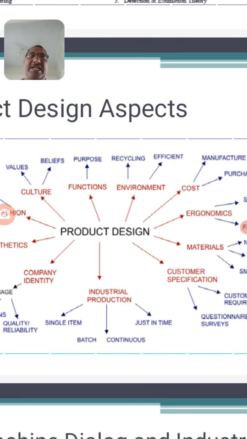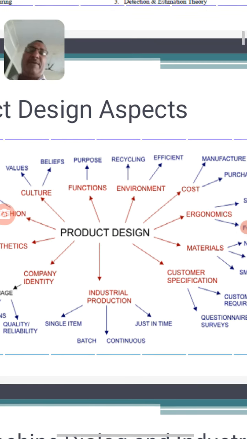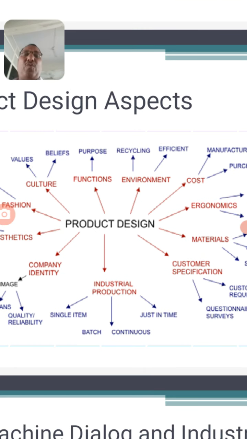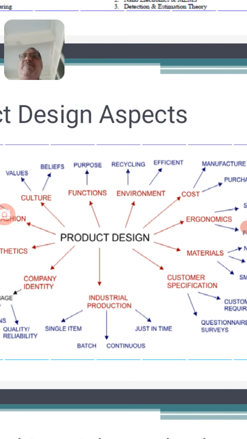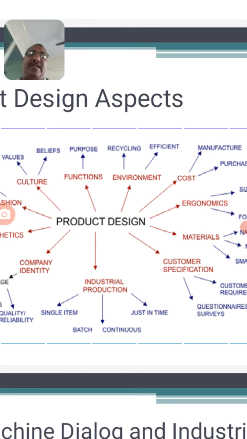Second design aspect is environment, recycling and efficiency. Environment means whether it is impacting upon the environment or not. What it is doing, whether it is impacting on the environment. If you are going to produce a plastic product, definitely it will impact on the environment. Recycling may be possible in plastic design. So environment effect is important to look into.